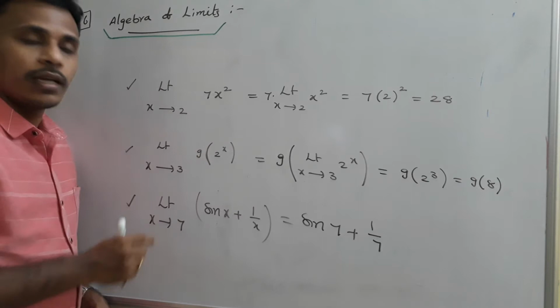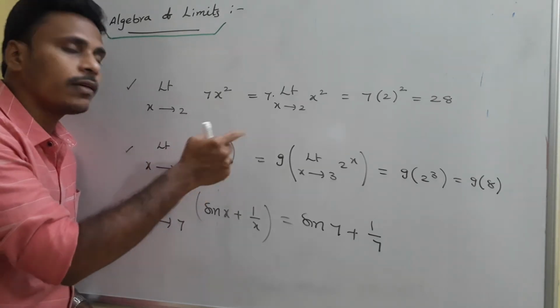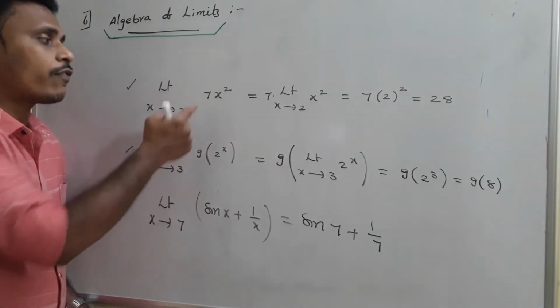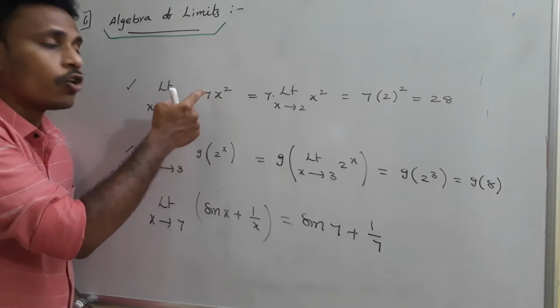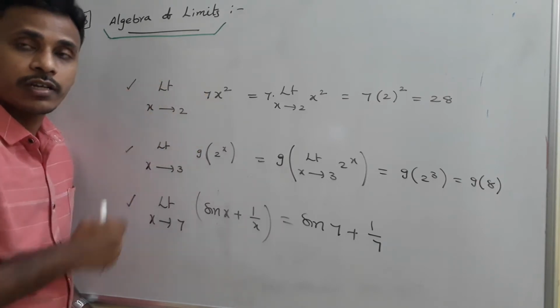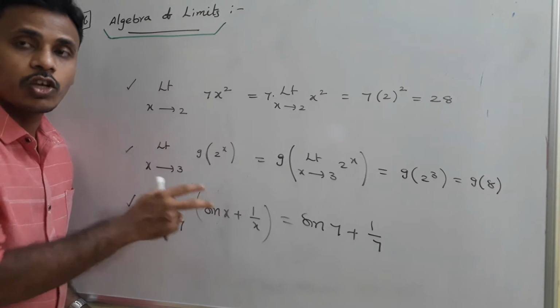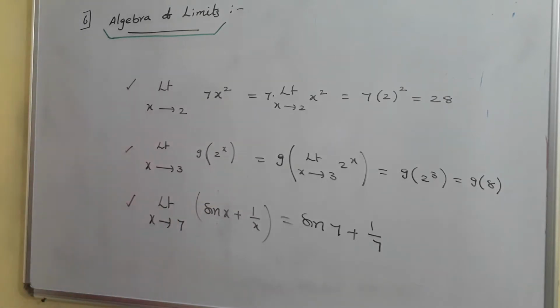For composition, easily you can apply the limit to that f of x. And for this type of constant multiplication, we have a chance to separate the constant out of the limit. So this is all about the algebra of limits. Have a look.